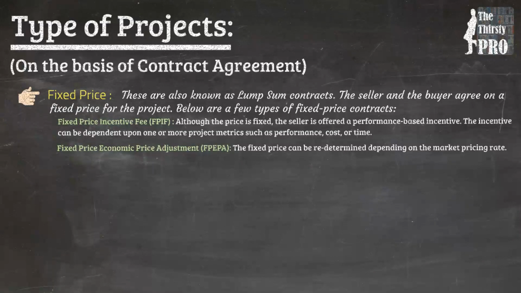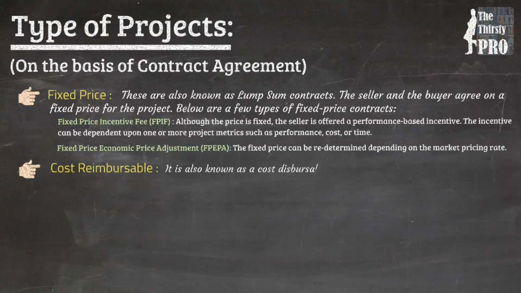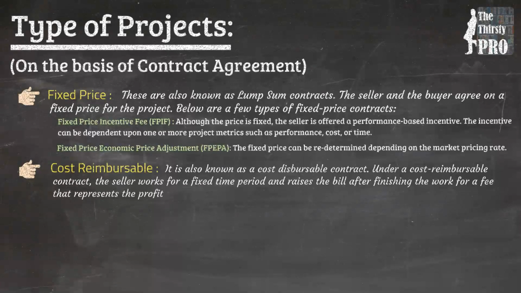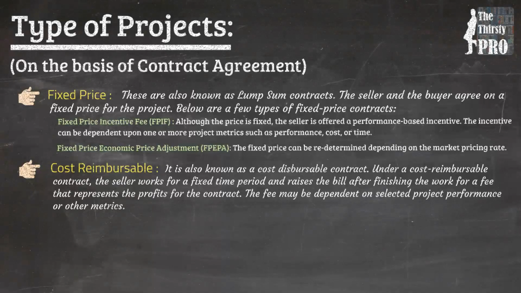Then comes cost reimbursable. This is also known as cost disbursable. Under this, the seller works for a fixed time period and raises the bill after finishing the work for a fee that represents the profits for the contract. The fee may be dependent on selected project performance or other metrics.